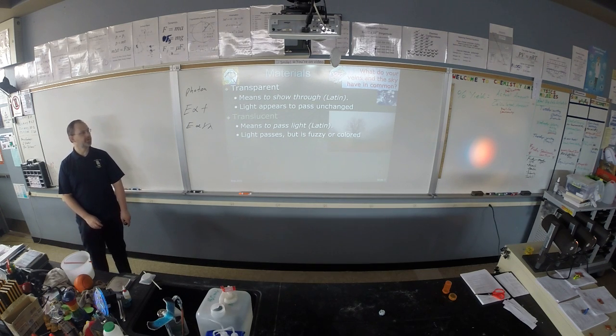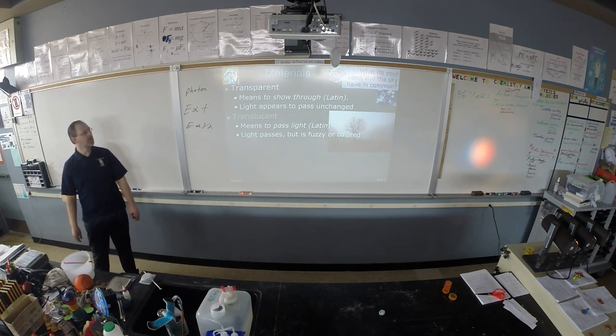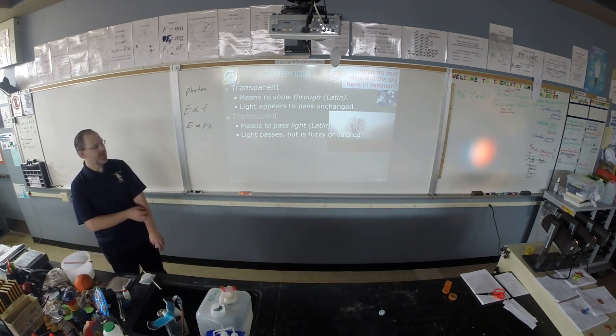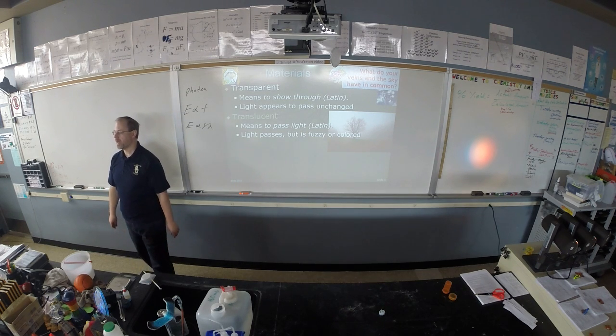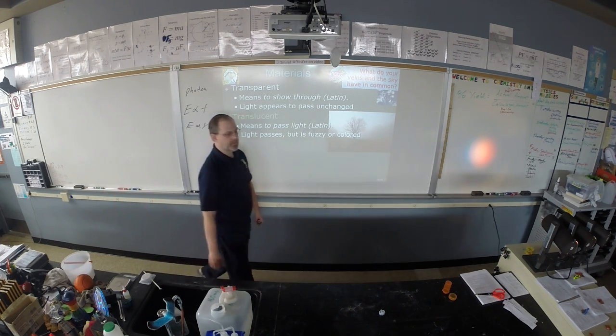Translucent literally means past light. The light passes, but it gets bounced around a lot, making the material look fuzzy.